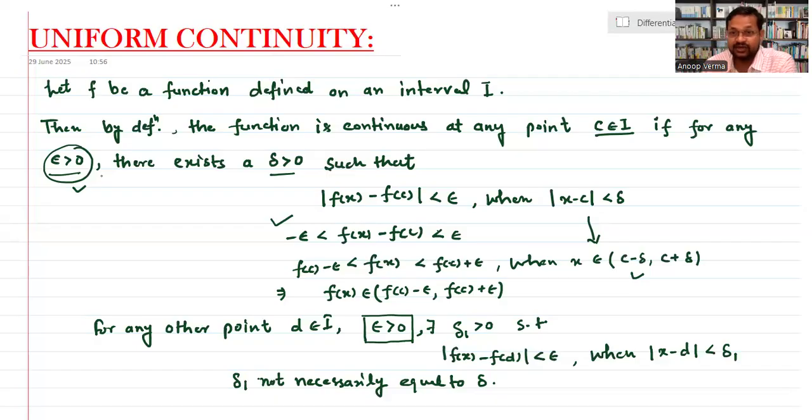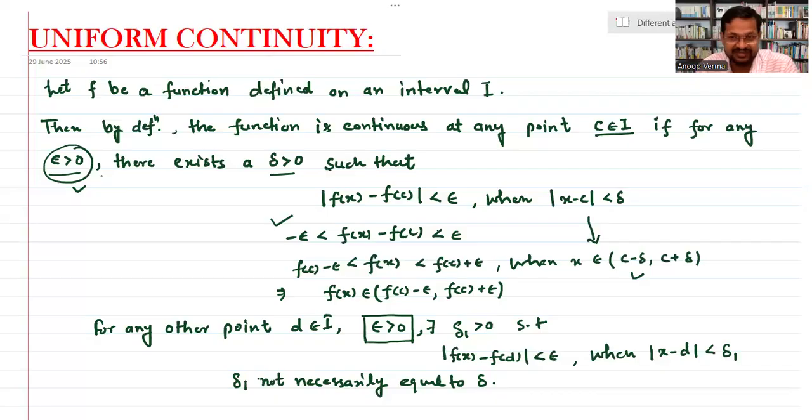So it means that in continuity, when we are considering some epsilon, and for that we want a delta, we can find that delta. That delta depends on epsilon as well as on the point where we want the continuity of the function. But if throughout the interval the delta depends only on epsilon, not on the point where we are checking continuity, then that type of function is called uniformly continuous.